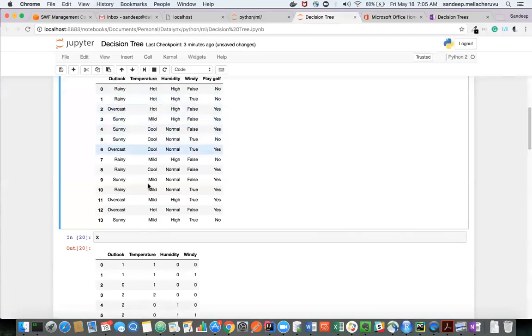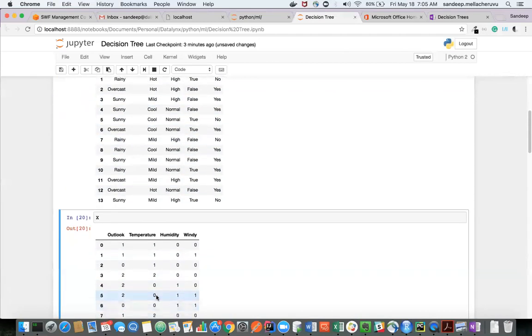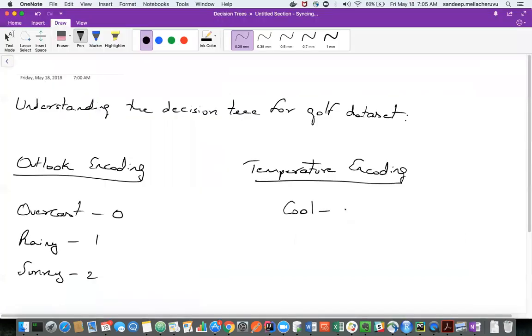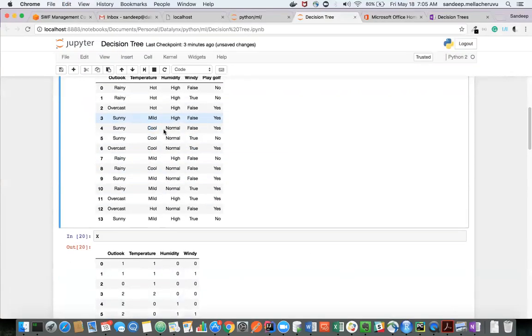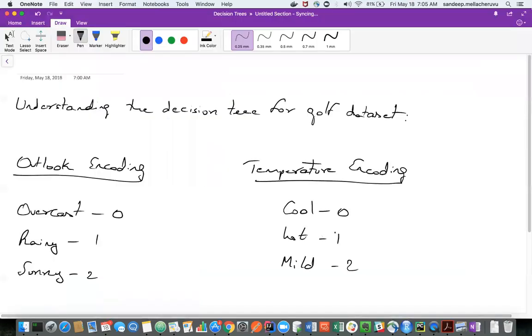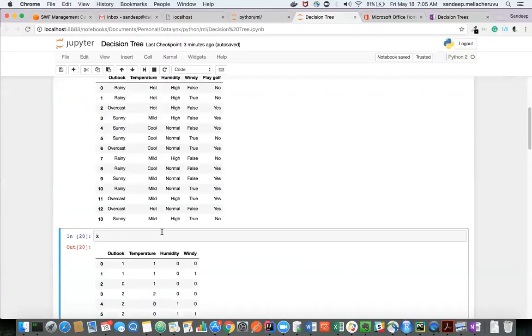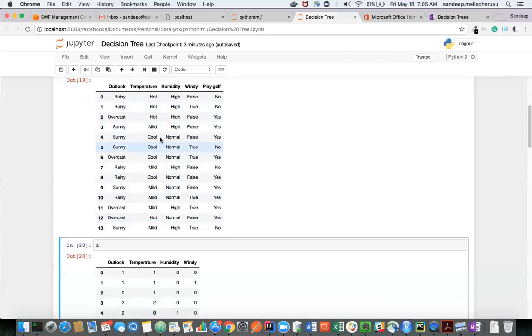Hot, mild, and cool. Hot is given 1, mild is given 2, and cool is given 0. Okay, so cool is 0, hot is 1, mild is 2. Is that correct? Yes, mild is 2, 0 is cool, and hot is 1. That is correct. Now let me write the other encoding as well, which is humidity encoding.